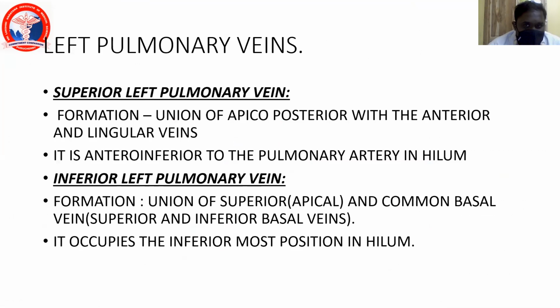Left pulmonary veins. Superior left pulmonary vein, formation: union of apico-posterior with anterior and lingular veins. It is anterior inferior to the pulmonary artery in the hilum. Inferior left pulmonary vein, formation: union of superior and common basal vein, superior and inferior basal vein. It occupies the inferior most position in the hilum.